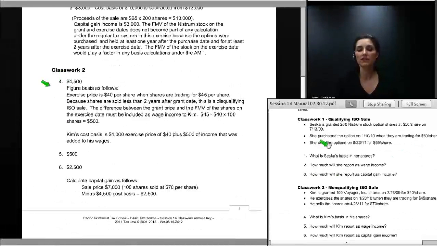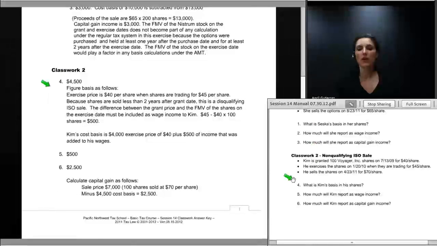Moving on to classwork assignment number 2. What is Kim's basis in his shares? Well, let's take a look. He's granted the options on 7/13 of 9 for $40 a share. He exercises at $40 a share at a time they're selling for $45 a share, and then he sells at $70 a share on 4/23 of 11. Well, the problem with his sales date is although it is more than a year after the exercise date, it is less than 2 years after the grant date.